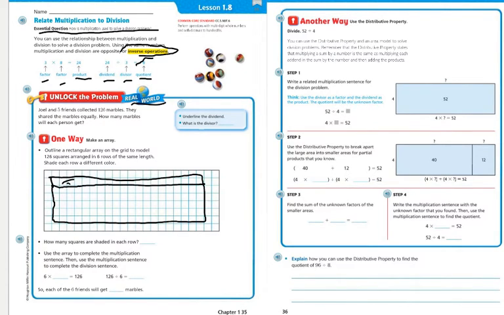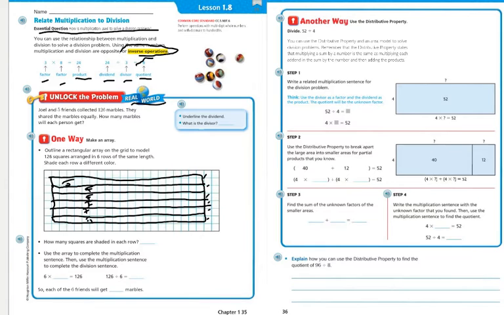So there's a row for Joel, and there's one for friend 1, and there's friend 2, and there's my next friend, and my next friend, and my last friend. So what I've done is I've outlined 126 squares in 6 rows of the same length. 1, 2, 3, 4, 5, 6 rows.